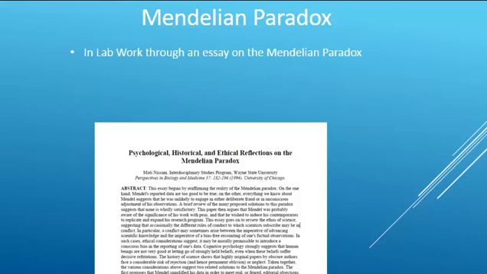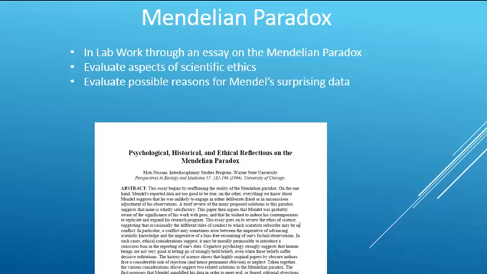So in this lab, we're going to work in small groups through an essay on the Mendelian paradox that was written by Moto Nisani. And we're going to evaluate some aspects of scientific ethics as we do this, and perhaps try to evaluate some of the reasons that Mendel's data might have come out in this surprising manner. And then finally, you and your group will conclude what Mendel's actions were about and what we can conclude more generally about reporting scientific results.